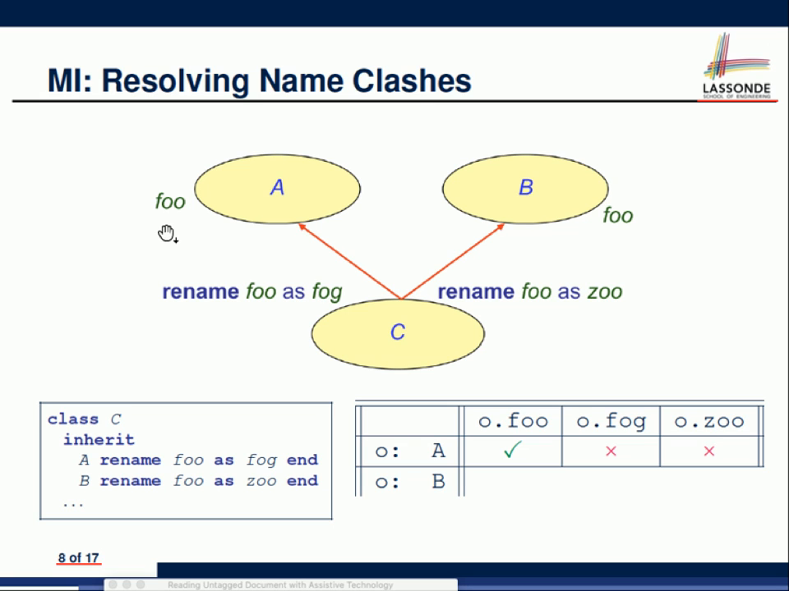And I'm pretty sure you can predict what row 3 is going to be, right? Can I say all the things? Which one can I not say? Yeah, because now you can see after the two renamings, foo does not exist anymore at this level, nor fog or zoo.